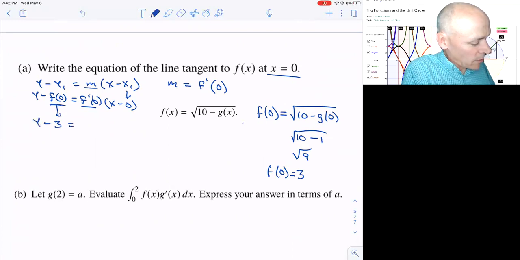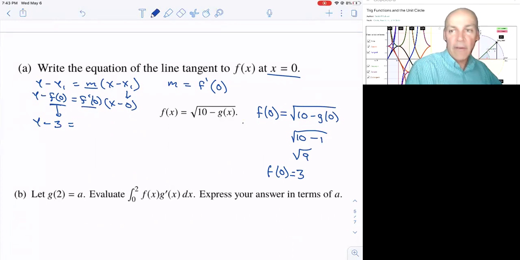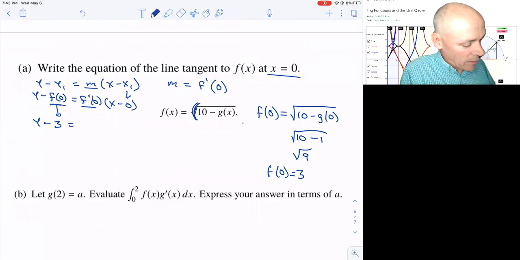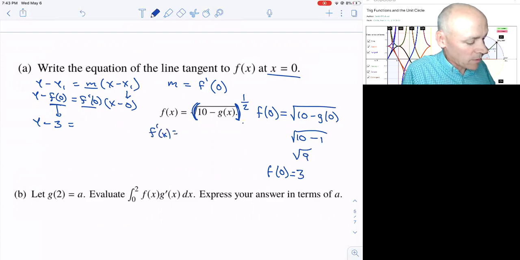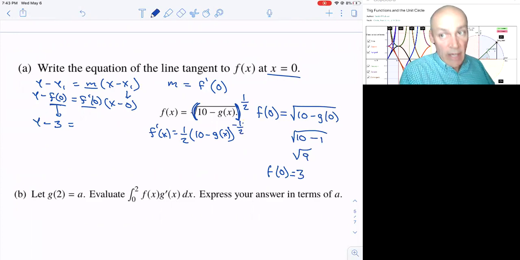So y minus 3 is equal to, okay, now I need f prime at 0. So before I can find f prime at 0, I got to find f prime at x. Okay, so here's f of x. I'm going to do a rewrite on the fly. Going to make my radical just the quantity raised to the 1/2. And now f prime of x is going to be equal to, power rule, 1/2, quantity 10 minus g at x. Got to remember to subtract 1 from the 1/2, so that's going to be negative 1/2. And then don't forget, times chain rule, right? Times the derivative of the inside function, which is going to be times negative g prime at x.